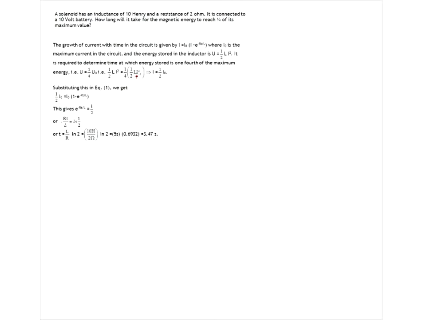Let the current be I at that instant when the energy is 1/4 of its maximum value. So the energy would be half L I square. It is 1/4 of half L I infinite square. That means I is I infinite divided by 2. You can check that. Current has reached 50% of its maximum value. Alright. Now it should be very simple.